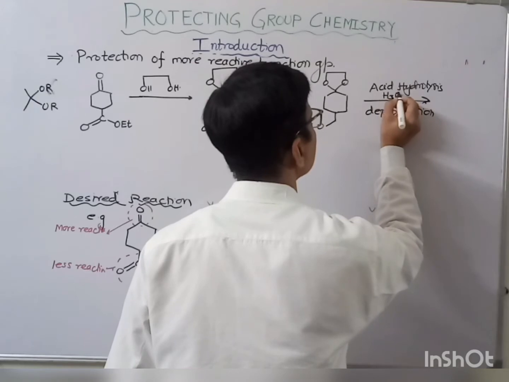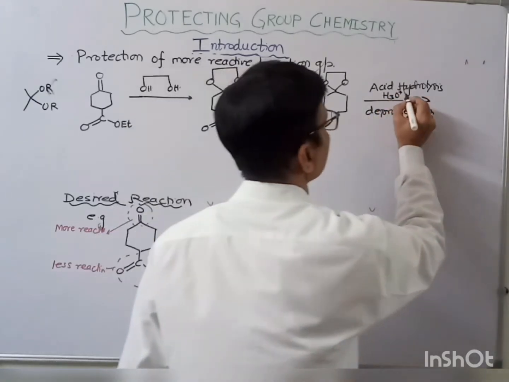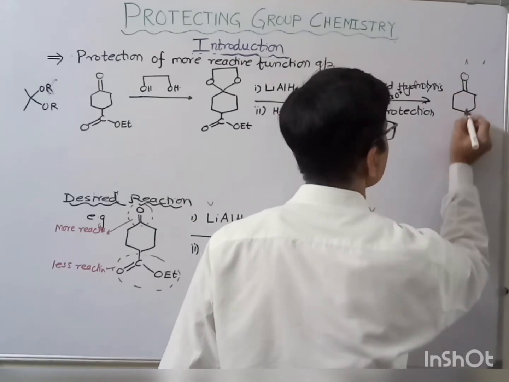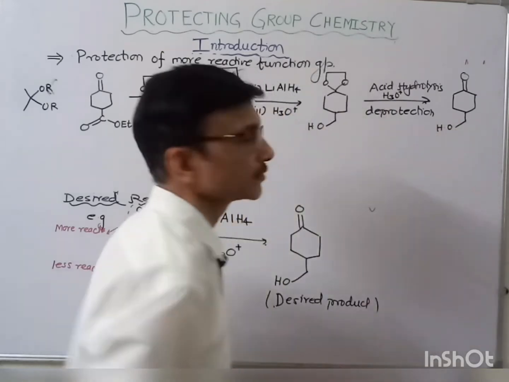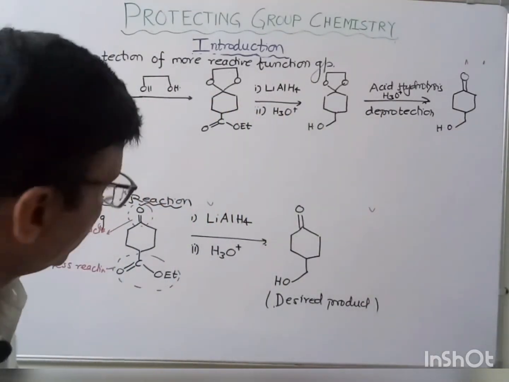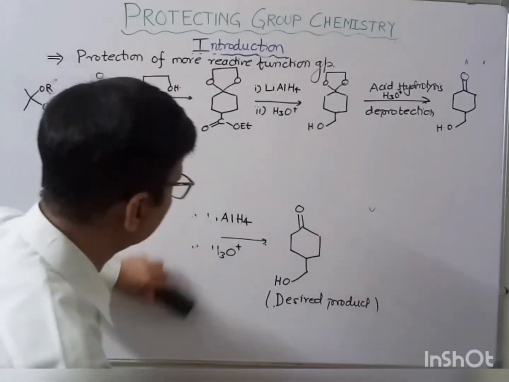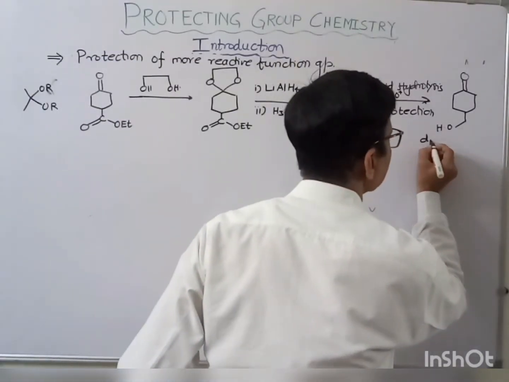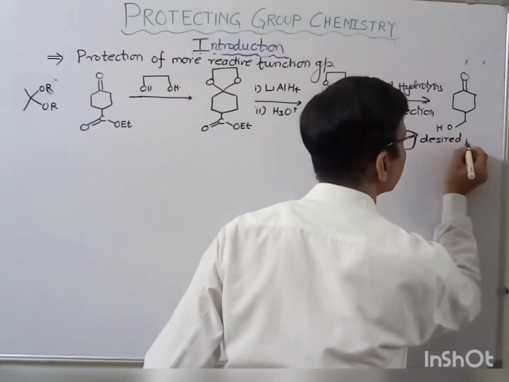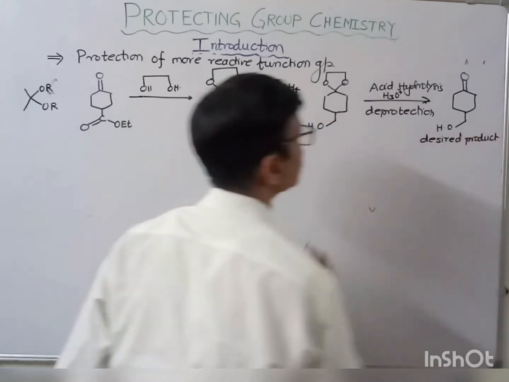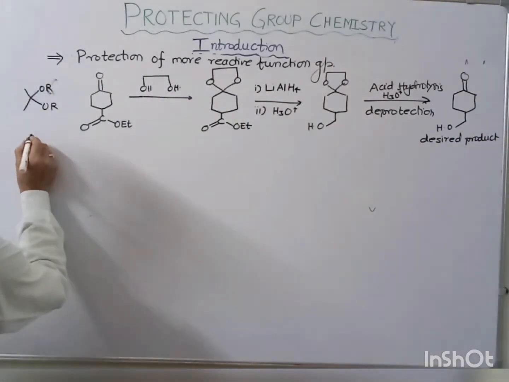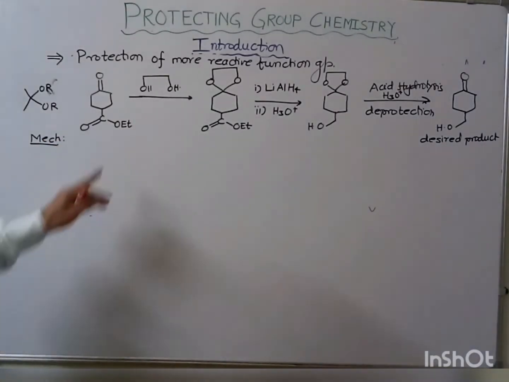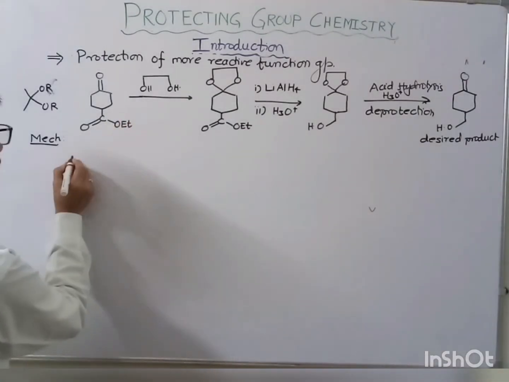So what we can get is the desired product. This is our desired product. Let's see the mechanism of this. So this is the desired product. If we see the mechanism, first of all, the protection is done.